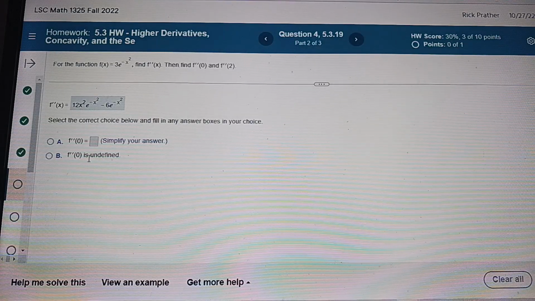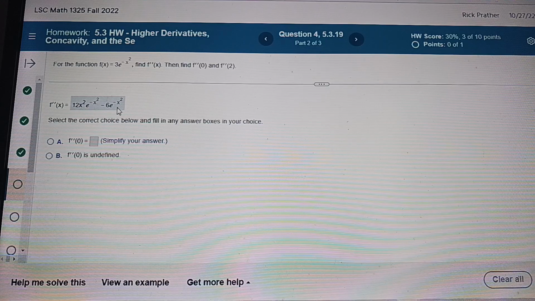Plugging in 0, one nice thing is this 12x squared part. When you plug 0 in for that, 0 squared is 0, 0 times 12 is 0, and 0 times anything is 0, so it'll even knock this e part out. This whole front part will be 0.